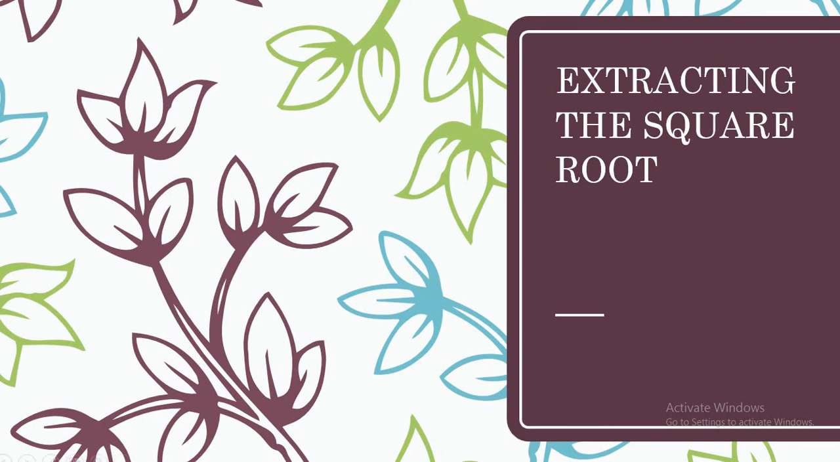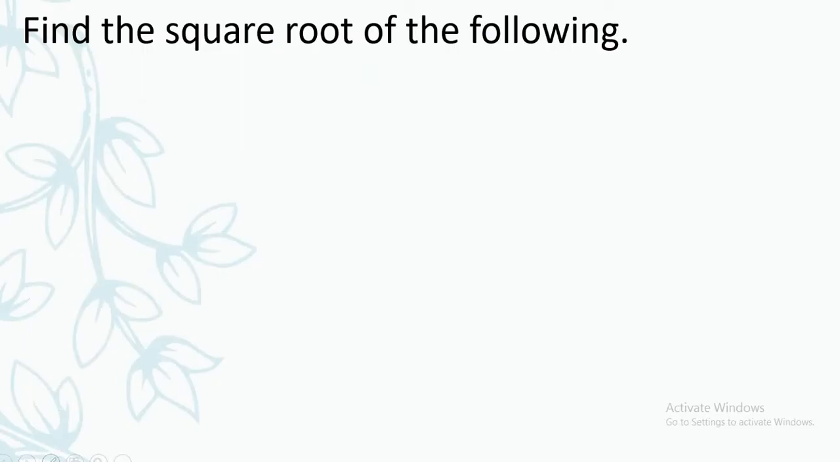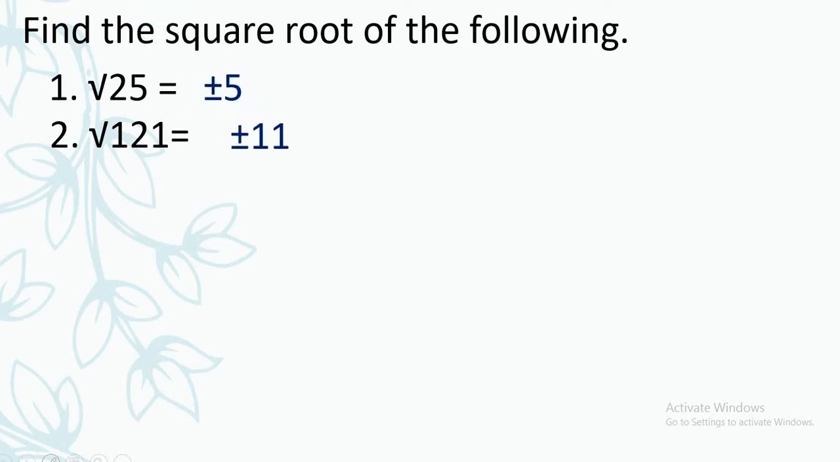The square root. Find the square root of the following. Number 1, square root of 25: positive, negative 5. Number 2, square root of 121: positive, negative 11. Square root of 81: positive, negative 9.